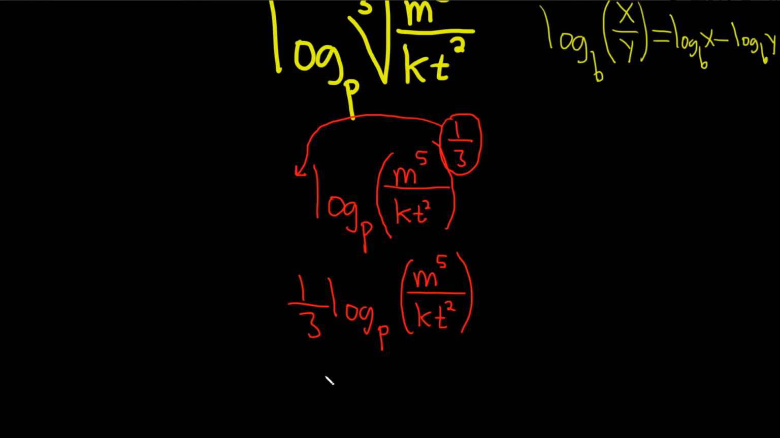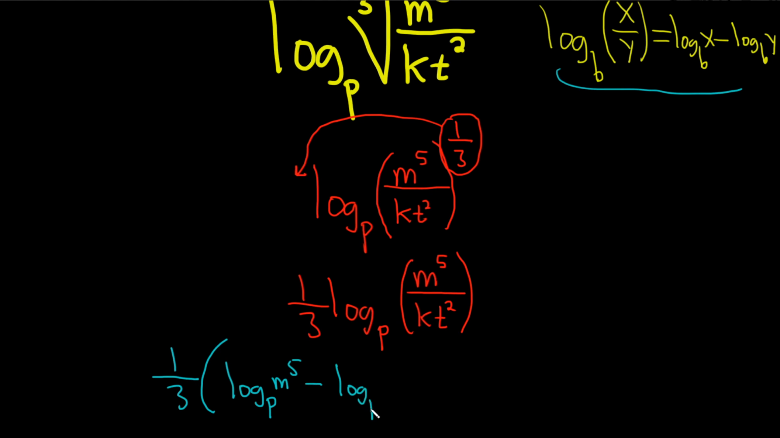All right, now we can finally use our quotient rule. So the 1/3 is just going to hang out the whole time. So I'll write it over here. So 1/3 parentheses, and then it's log base p of m to the 5th minus, right, the fraction turns into subtraction, log base p of kt squared, parentheses. If you like, you can add extra parentheses here, just for some added clarity. It's not necessary, but you can add it if you feel like it.